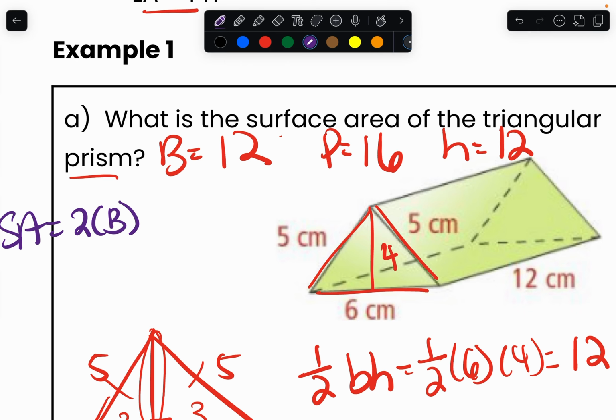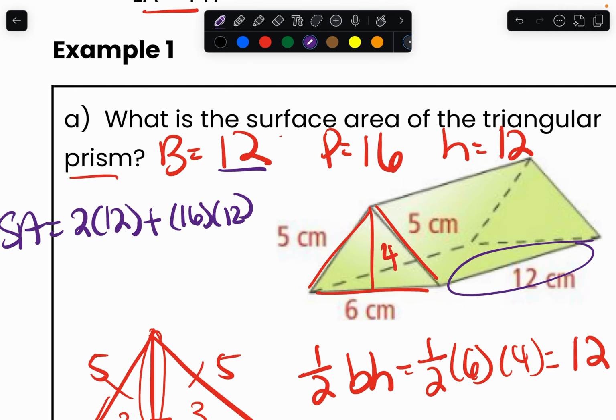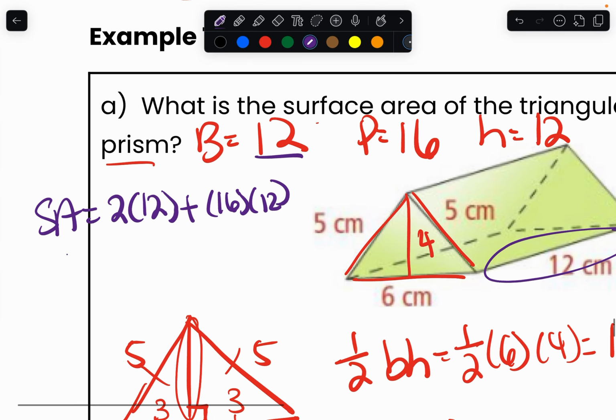I'm going to plug my base value here as 12, plus my perimeter, which is 16, times the height of my prism, which is 12. Now, if you plug this into the calculator, the value you will get is 216. And since we're measuring area, because surface area is area, the answer is going to be squared.